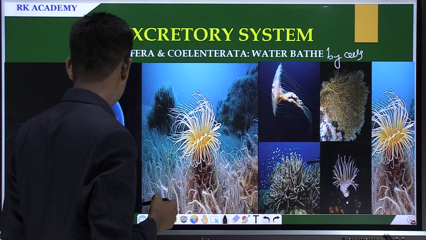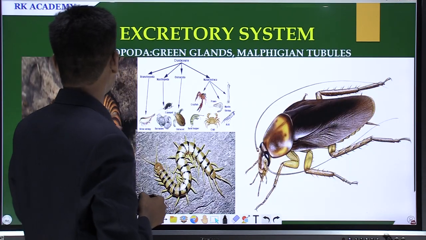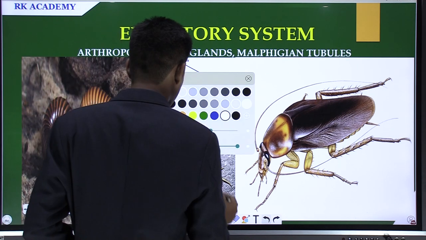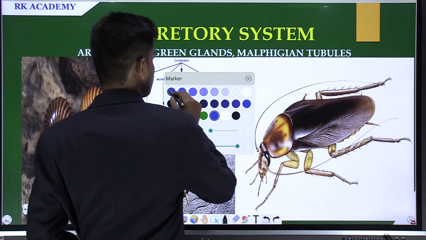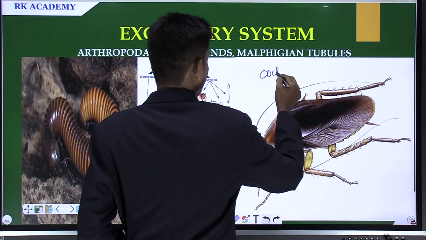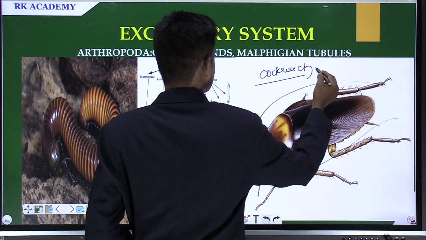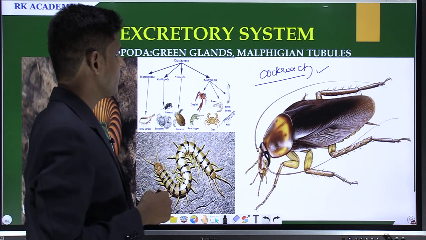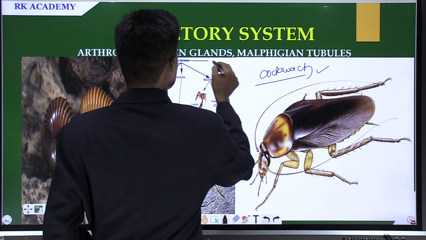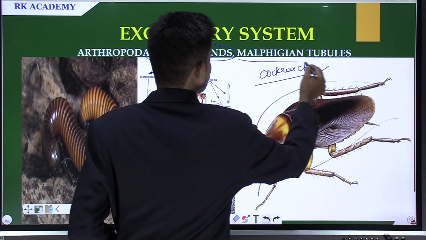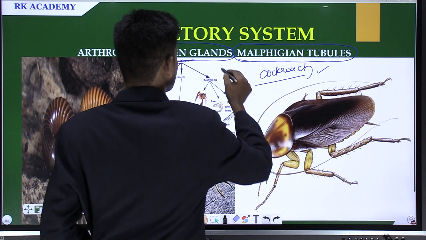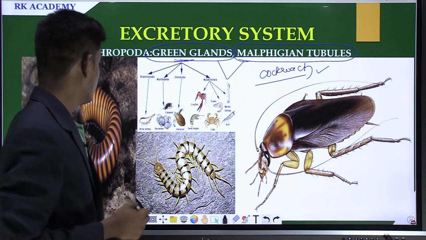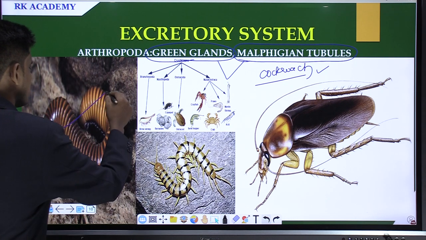And here you can see the arthropoda, or green glands. In the arthropoda, the best example is the cockroach. In these organisms, whatever waste materials are there in their body get excreted and eliminated with the presence of green glands and malpighian tubules. These are the two structures which help in the elimination of the waste materials from the body. Let's have an example.